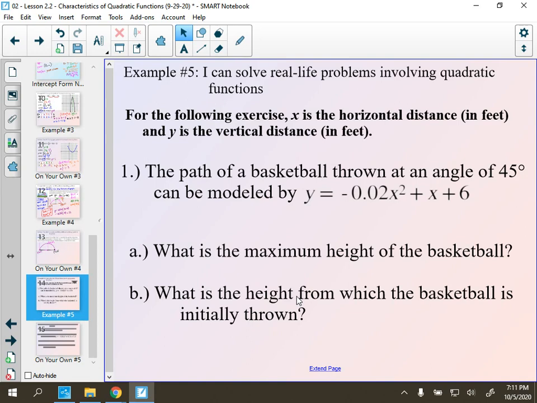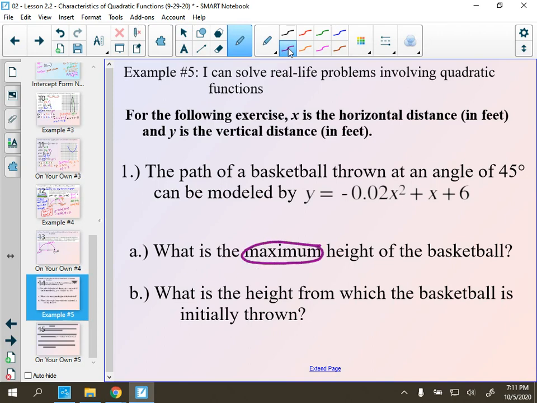For part A, it's asking us, what is the maximum? We've seen that word like 6, 8 maybe times today. The maximum height of the basketball. That's very indirectly saying, find the y-coordinate of the vertex. That's always been true for every parabola. The maximum or minimum height is always the y-coordinate of the vertex. Okay, let's do it. And I was already hinting at it.